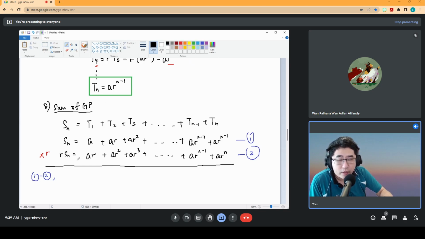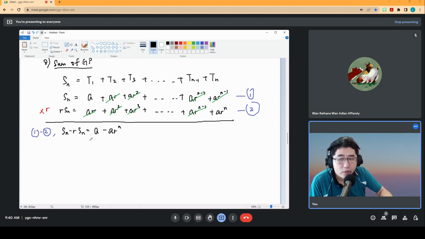So what do I get after I subtract them? On the left side, I have Sn minus R Sn. On the right side, I have A here, but the AR and the AR here are cancelled off. And the AR squared and the AR squared here are cancelled off because of the minus. AR cubed will be cancelled off with something here. AR^(n-2) will be cancelled off with something here. All the items in between will be cancelled off. AR^(n-1) will be cancelled off. I am only left with the AR^n, so I have minus AR^n.